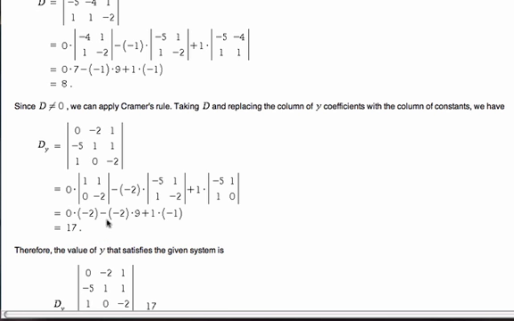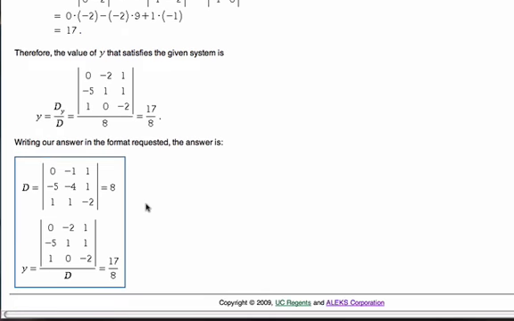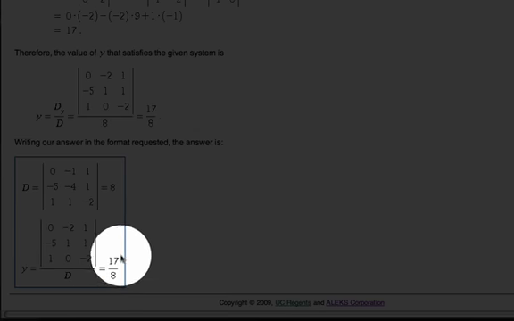Now go ahead and use your order of operation rules and simplify this equation. 0 times negative 2 is 0, minus a negative 18, so that's a positive 18, plus a negative 1, and that gives you 17. Okay, so now remember our rule was you're going to take the result of the matrix Dy over the value D, and that gives you 17 over 8. And so our y value is 17 over 8.